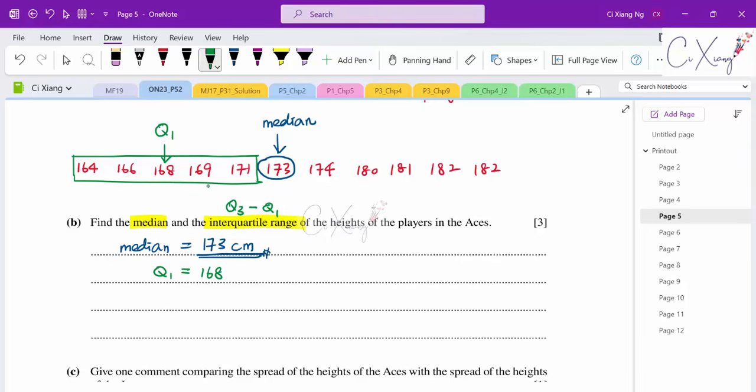Okay, the same concept applies for Q3. Q3 is actually the median for the second half of the data. So this is your second half of data. Where's the center location of your data? It will be this one, right? 181. Therefore, this will be Q3.